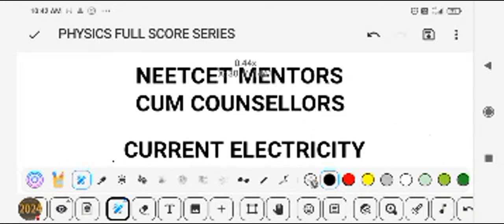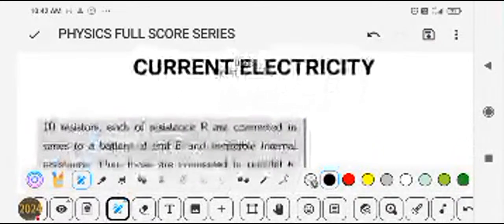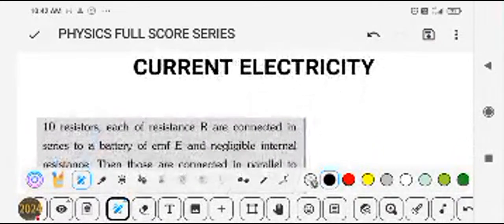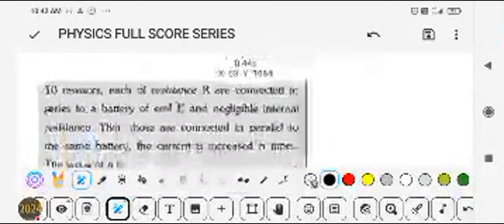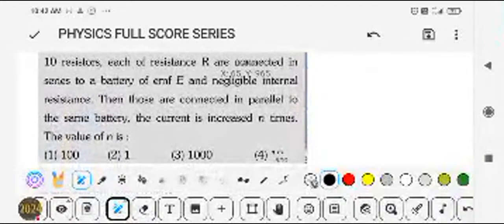Today's topic is current electricity. We are discussing the PYQs on the current electricity chapter, and we have collected expected questions for 2025, and we will be solving those in this session. Do solve with us simultaneously. Have a pen and paper and note down the formulas that are mentioned here.